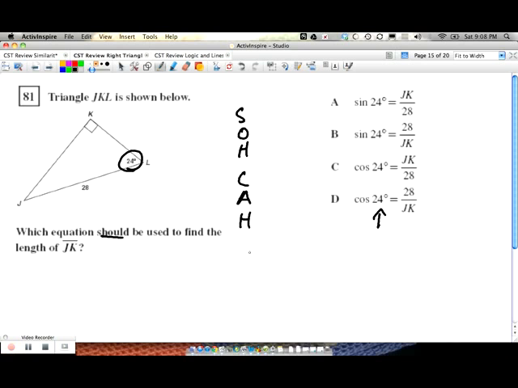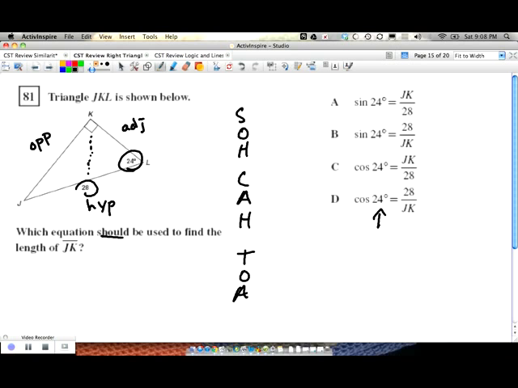I like to use my acronym every time. SOHCAHTOA. Okay, so this is the angle 24. That means the JK side is going to be my opposite. And the LK leg is going to be my adjacent leg. And of course the 28 is the hypotenuse because it's across from the 90 degree angle.